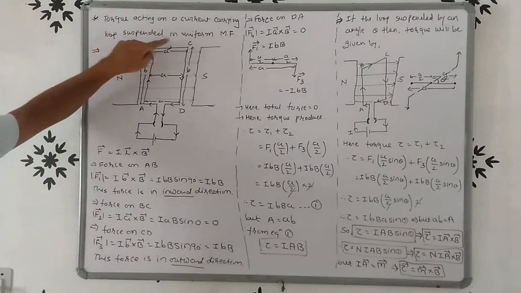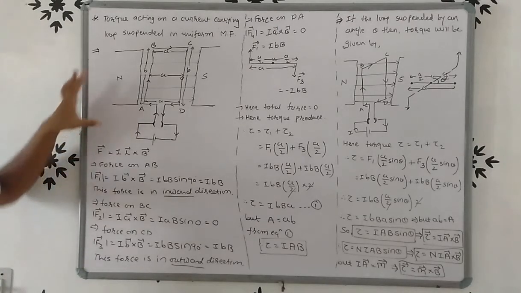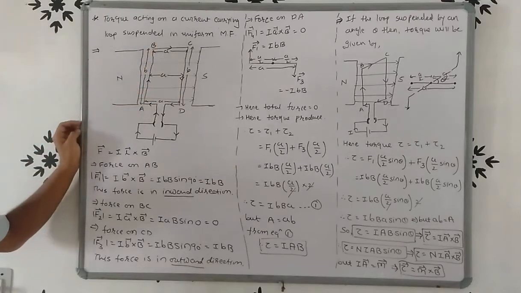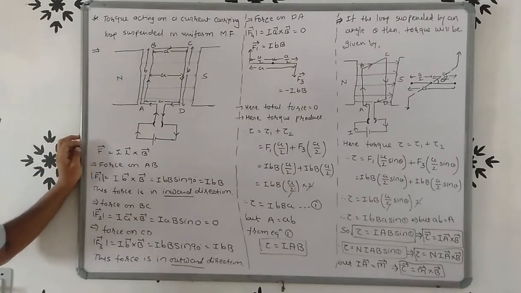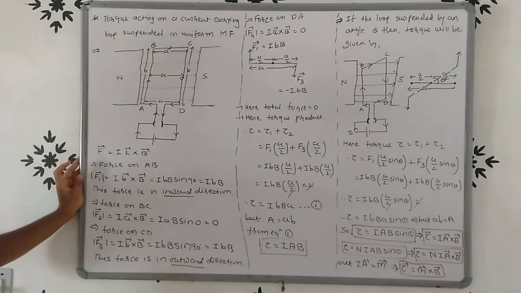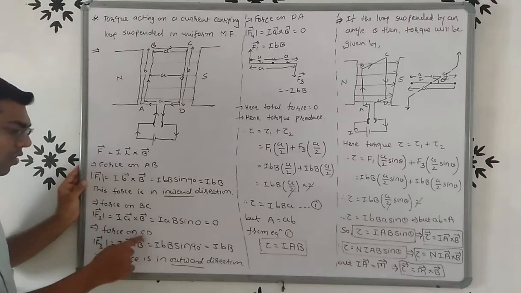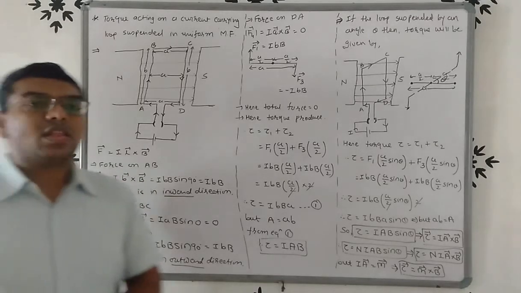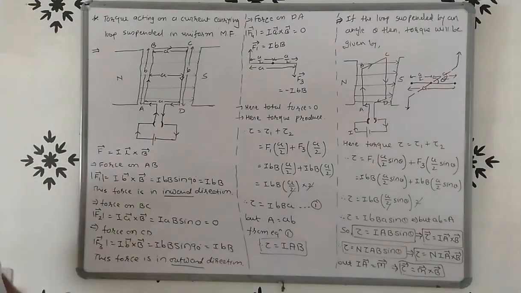Here for BC and AD, the direction of length and magnetic field are the same, so there will be no force acting on BC and AD. Then force on CD, once again I b B, because length and magnetic field are perpendicular, and the direction of force on CD is outward. So the total force on AB and CD will be 0. If the total force is 0, then it will produce a torque.